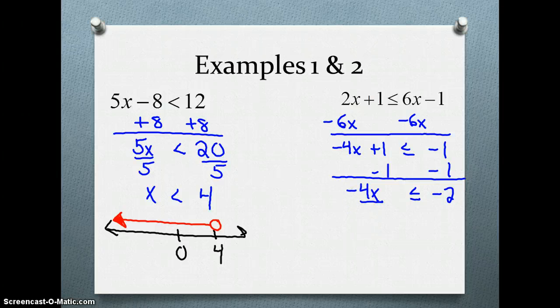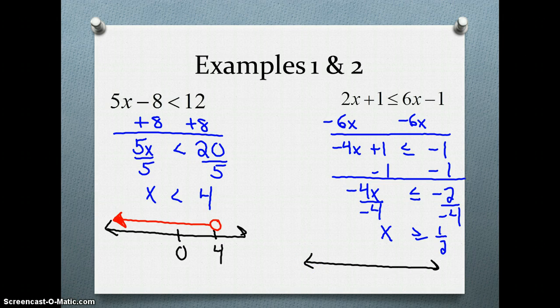Here, negative 4 times x, the inverse of that is dividing by negative 4. As soon as I divide by a negative, I need to switch my inequality symbol to greater than or equal to. I get x is greater than or equal to 1/2. Okay, we go to graph that. Here's my 0. Here's 1/2. Greater than or equal to means a solid circle. Greater than or equal to means we shade to the right.